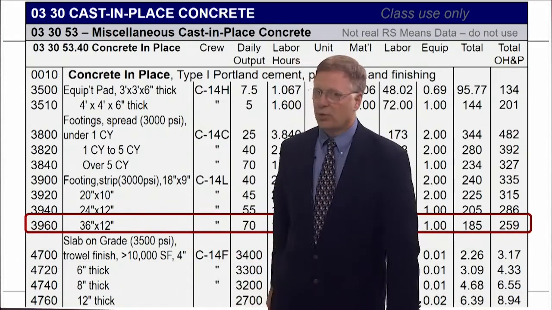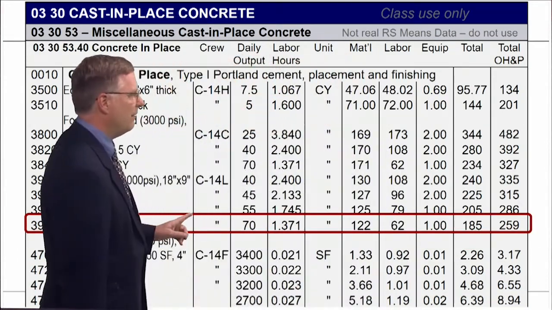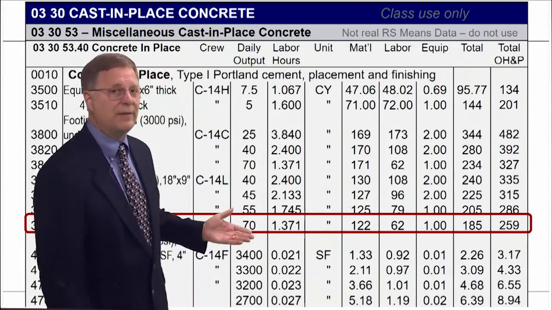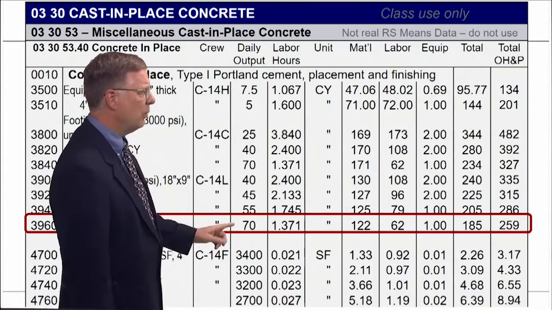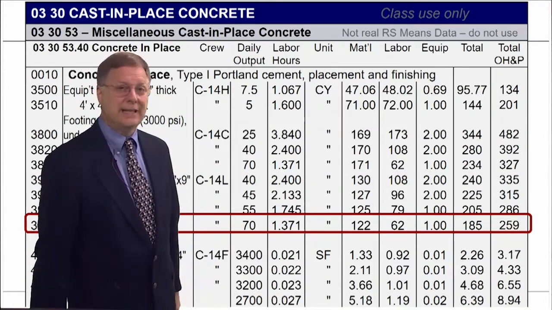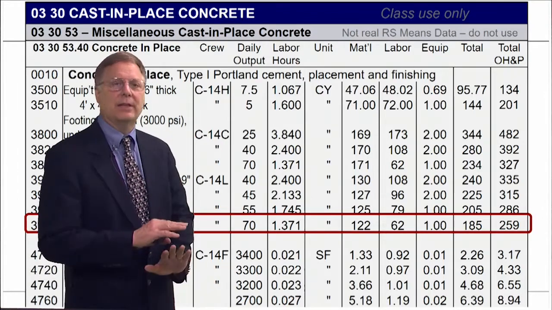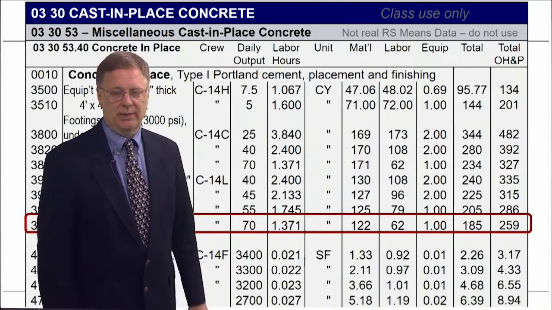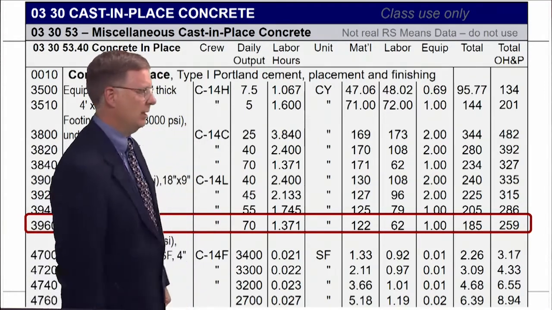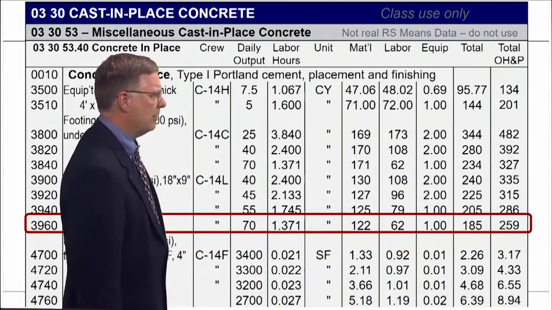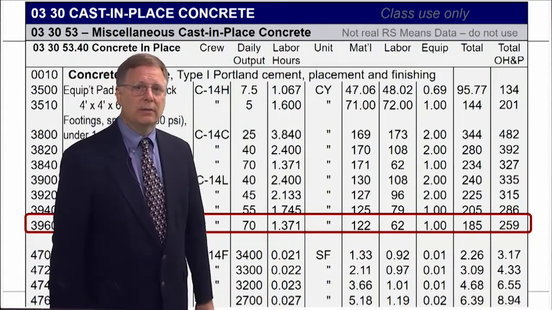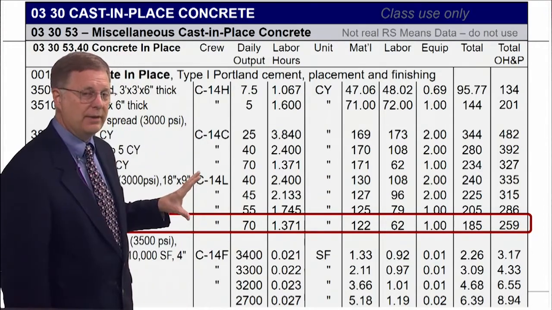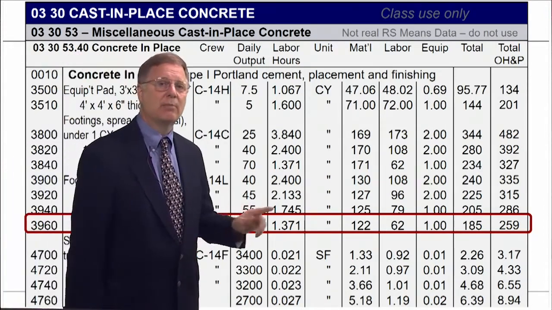So we got the 36 by 12. We're going to go in there. We find out that the daily output is 70 cubic yards per day. We know we have 56, if I remember right, cubic yards. So we know we're going to get this footing done in a day. Like I said before, the formwork is always the most time consuming, and it generally is the most costly. The labor hours is going to be 1.37 hours of this crew, individuals in this crew, 1.37 hours per cubic yard.